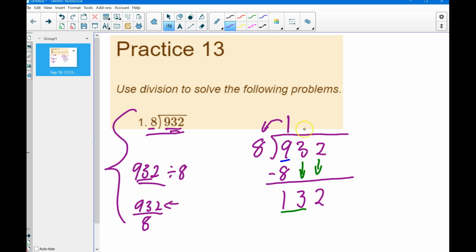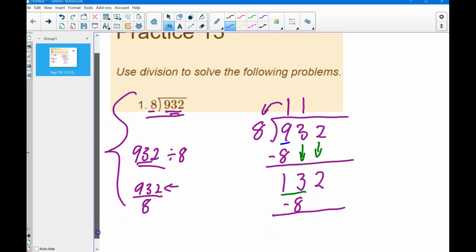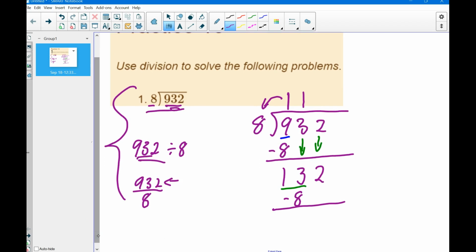Notice how I just keep everything lined up. The best thing with long division is to keep things lined up. And again, 1 times 8 gives me 8. And I subtract again. And 13 minus 8 gives me 5.